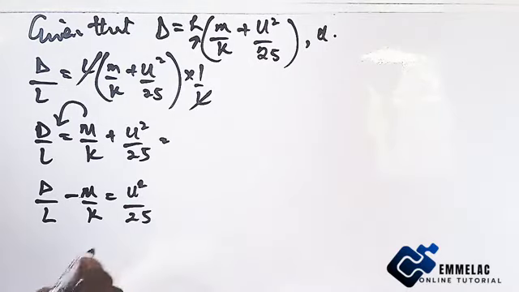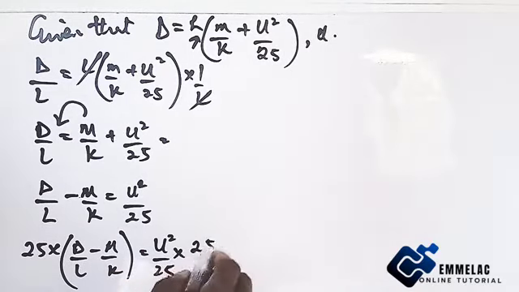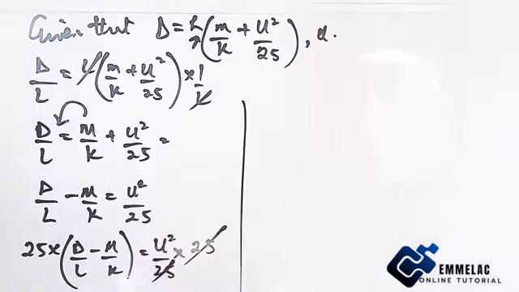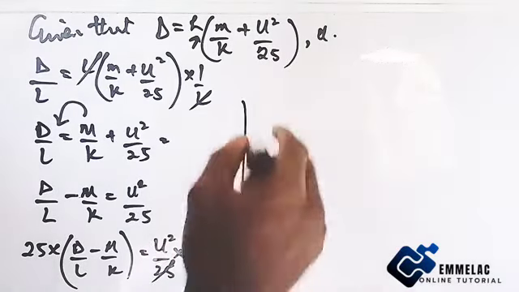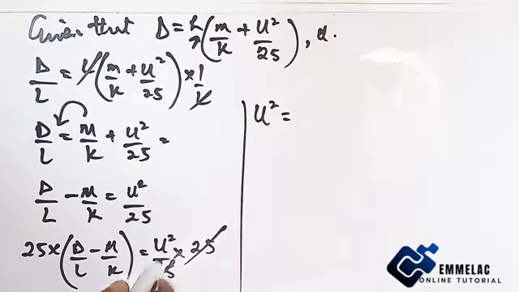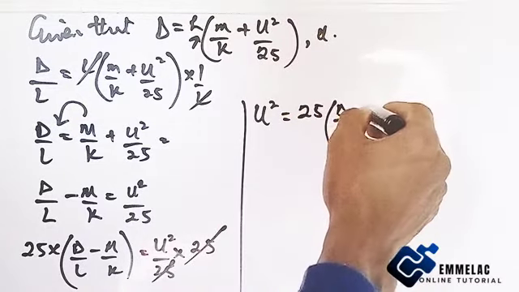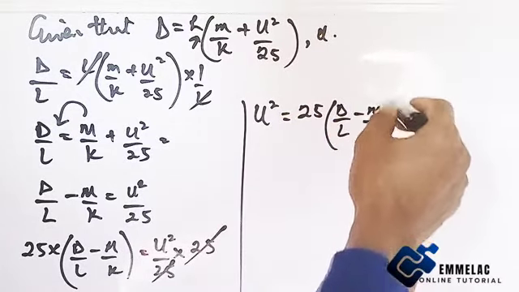All right, and as such, what we just need to do now is multiply both sides by 25. So 25 times the whole of d over L minus m over k equals u square over 25 times 25. So this cancels this here. So as such, u square equals 25 times d over L minus m over k.